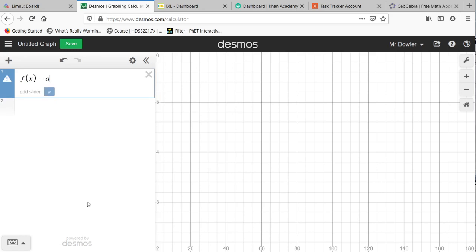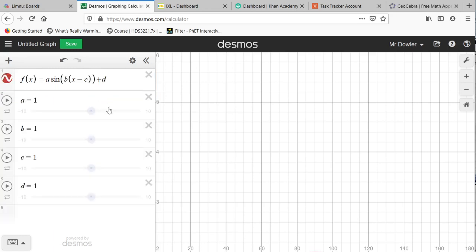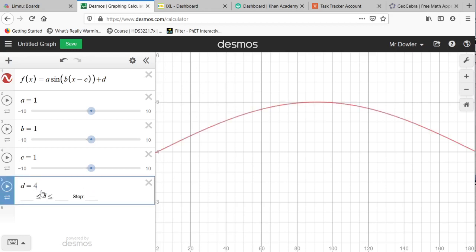So we have a sine of bx minus c plus d here, and we're going to need sliders for all of them. Right now we're not seeing anything because our graph is below this. Our y starts at 2. Now if we're going to have a range from 2 to 6, that means our midline, our d, has to be 4.